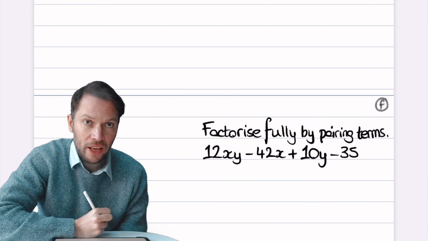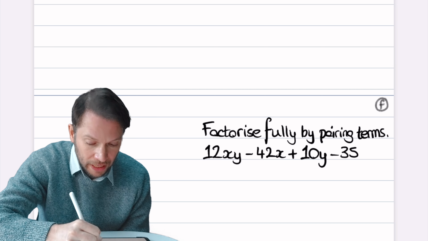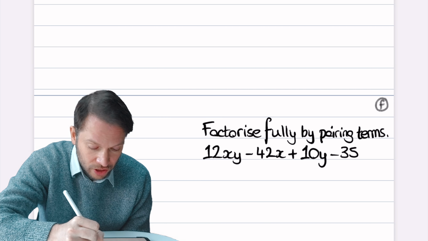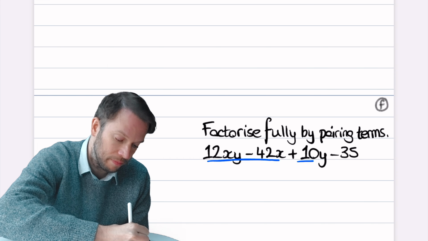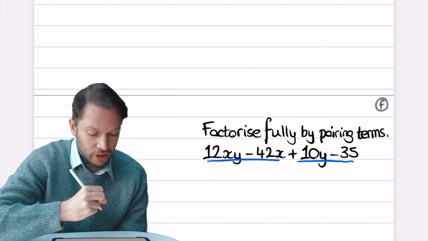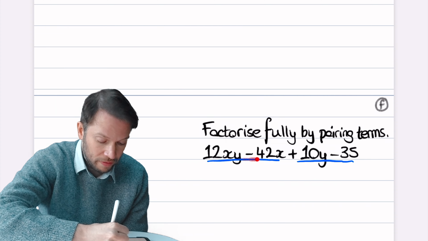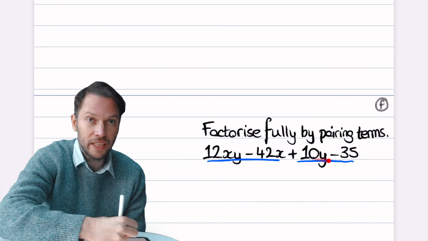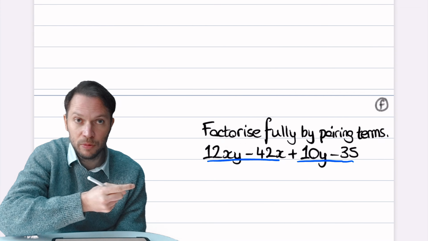Hi, in this video we're going to explore something called pairwise factorization. What that means is to look at the terms in pairs. So we've got a pair of terms here and a pair of terms here, and what we're going to do is factorize each pair. We're going to look for a common factor here and a common factor here, and hope that the common factor is shared between the two pairs.